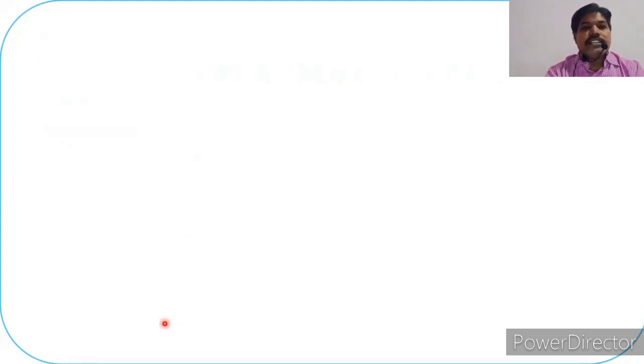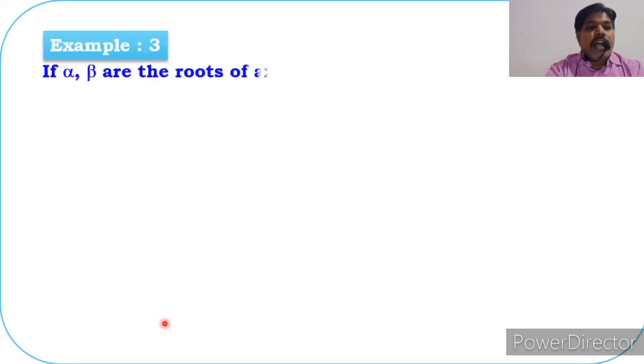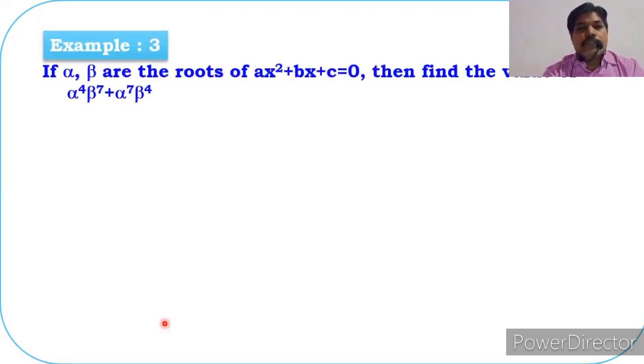So, in a similar way, one more problem. Alpha, beta are the roots of the equation ax square plus bx plus c is equal to 0. Then find the value of alpha power 4 into beta power 7 plus alpha power 7 into beta power 4.